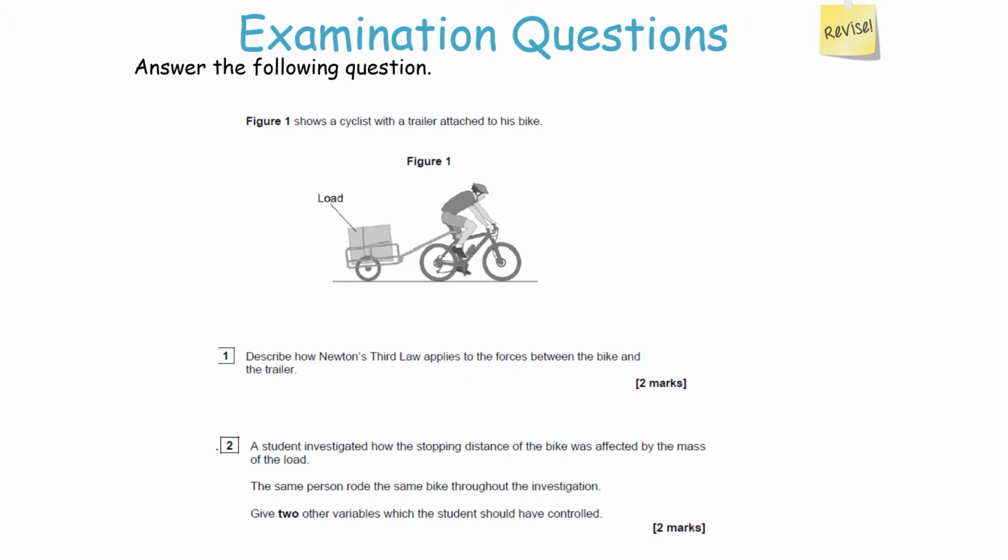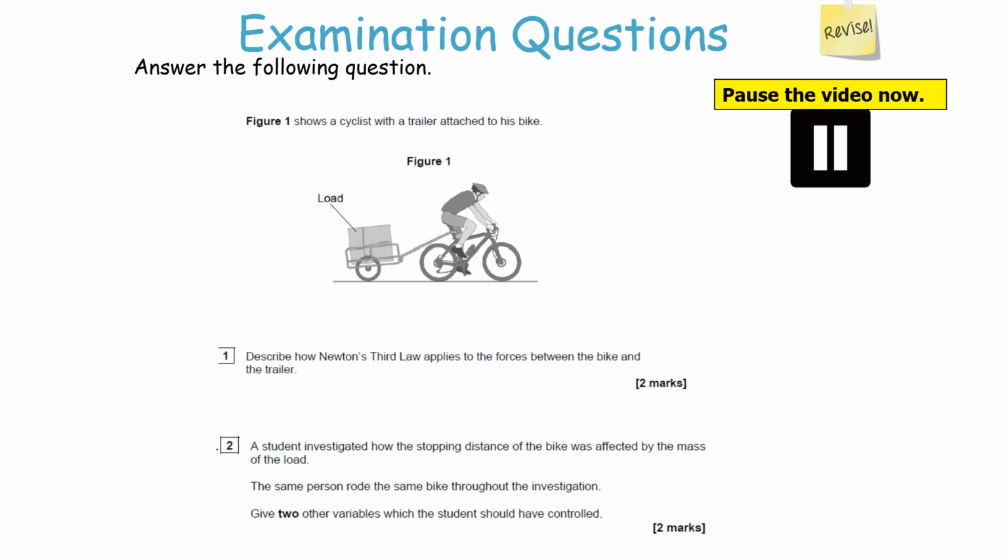Figure 1 shows a cyclist with a trailer attached to his bike. Describe how Newton's third law applies to the forces between the bike and the trailer. A student investigated how the stopping distance of the bike was affected by the mass of the load. The same person rode the same bike throughout the investigation. Give 2 other variables which the student should have controlled. So pause the video now, then unpause the video when you want to go through your answer.